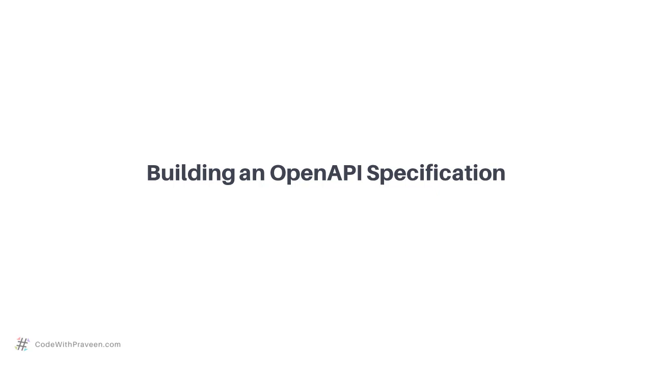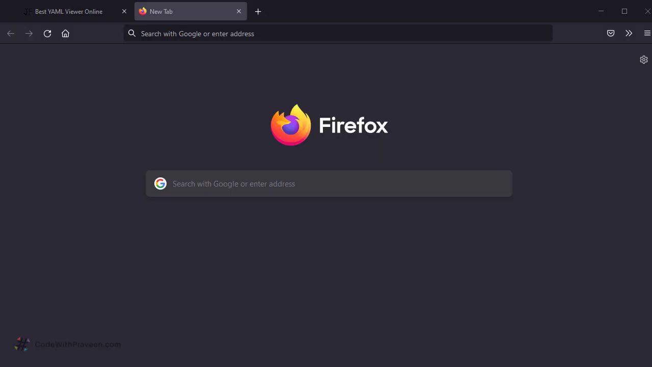Building an OpenAPI specification using YAML. In this lesson, we will look at how you can use YAML to define a new OpenAPI specification document. OpenAPI specification is a format that is being used to develop an API in a standardized format. OpenAPI has been gaining immense interest in recent times.